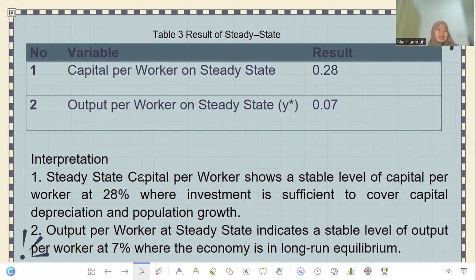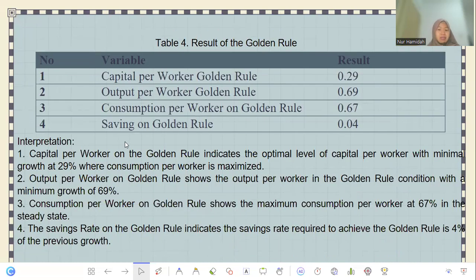Steady state capital per worker shows a stable level of capital per worker at 28%, where investment is sufficient to cover capital depreciation and population growth. And the second, output per worker at steady state indicates a stable level of output per worker at 7%, whereas the economy is in long run equilibrium.